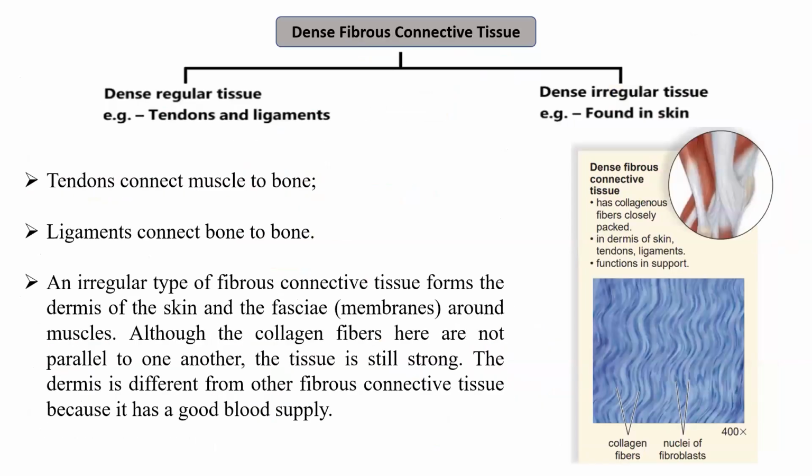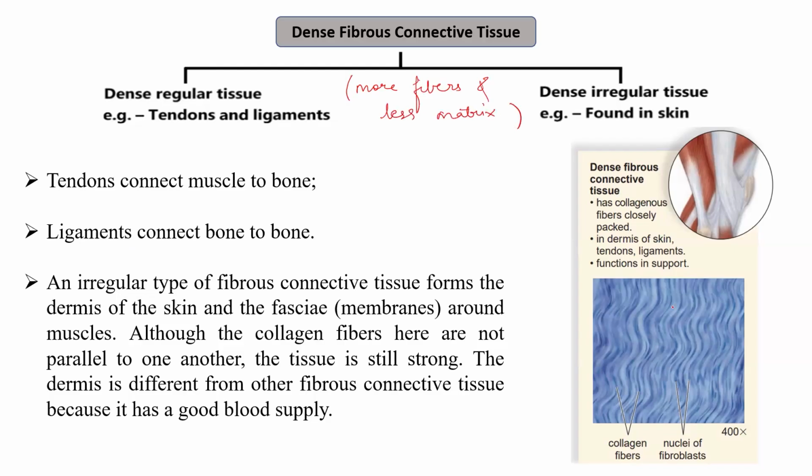Next, we have dense connective tissue. So after loose connective tissue, the other type of fibrous connective tissue is dense fibrous connective tissue. The dense fibrous connective tissue can further be divided into two types. Dense fibrous connective tissue majorly consists of more fibers and less matrix.